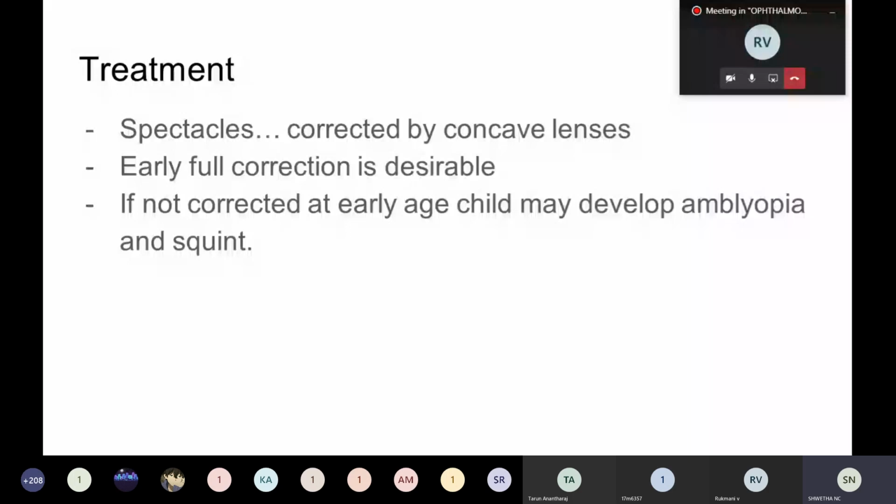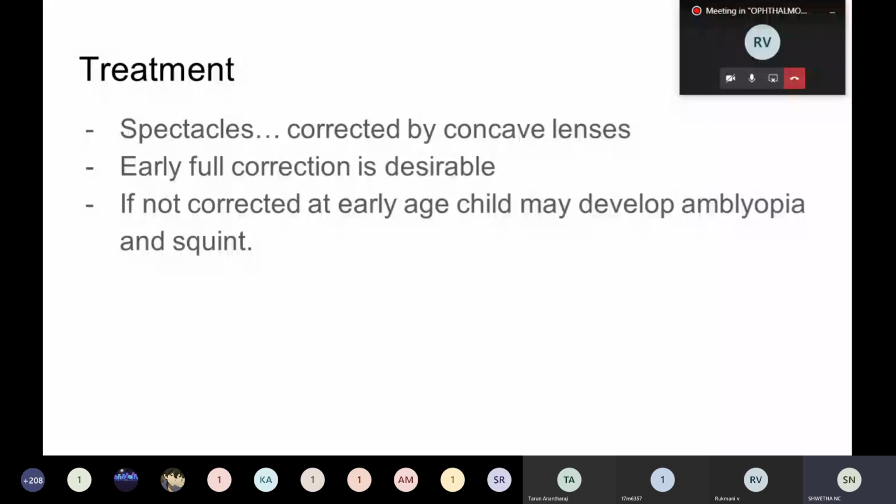And squint, because it becomes a lazy eye and the eye will turn outwards or inwards, whatever it is. So the child will have a cosmetic problem, and the vision also will not improve. So all these problems will exist. So early diagnosis and early prescription of the glasses is the most important line of treatment, especially in refractive errors. So in children, better correct in the early age group. Prescription is given with the help of the concave lenses. So this is about congenital myopia.